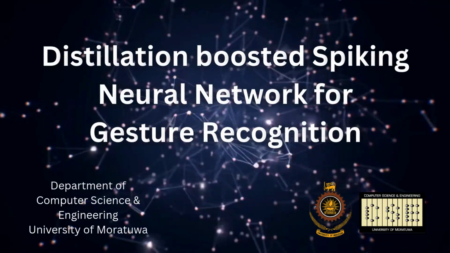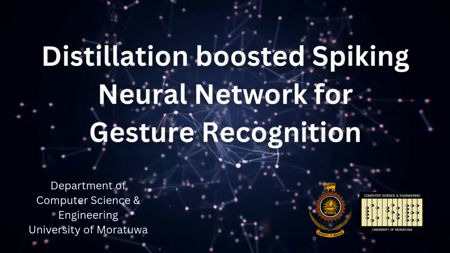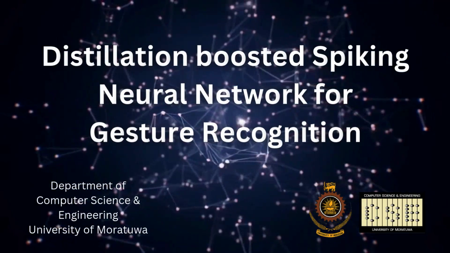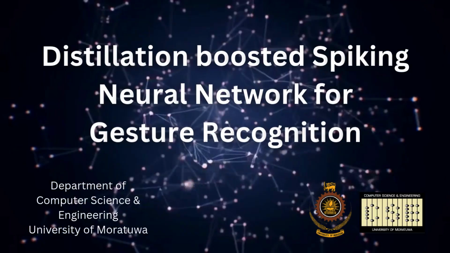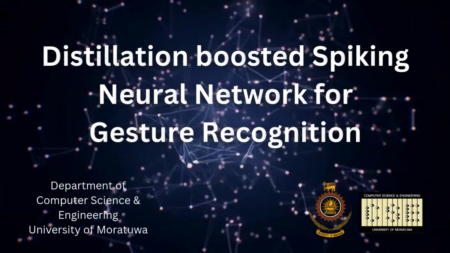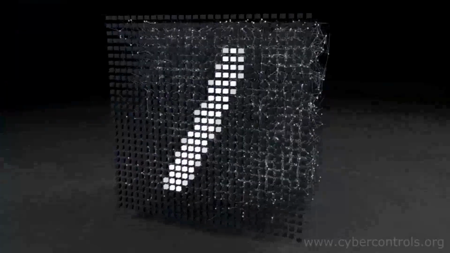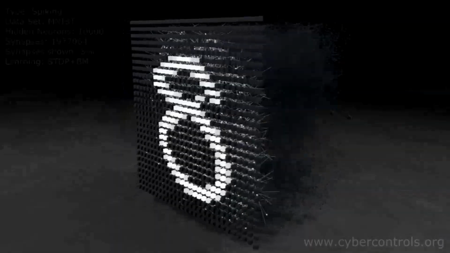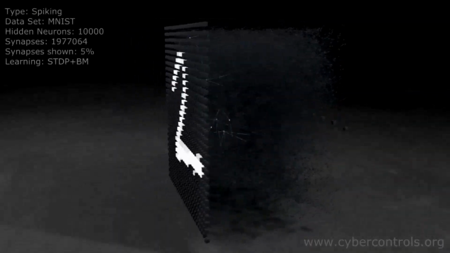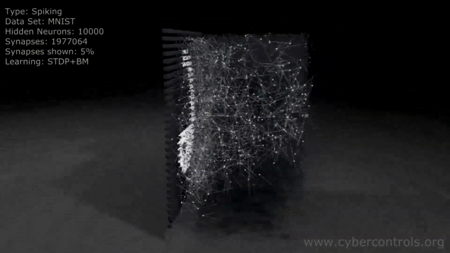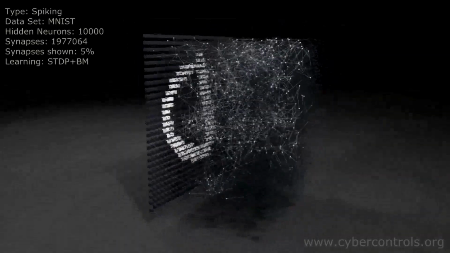Spiking neural networks, or SNNs, are biologically inspired and highly energy-efficient models. They are ideal for edge devices. However, training SNNs is a challenge, especially for tasks like gesture recognition, due to their spiking nature. This project explores a method called distillation-boosted spiking neural networks for gesture recognition.